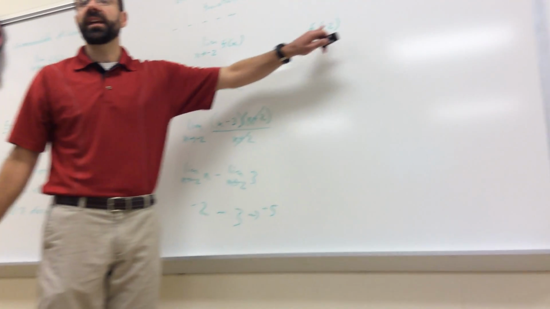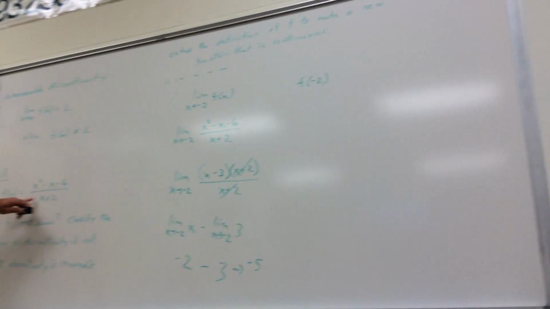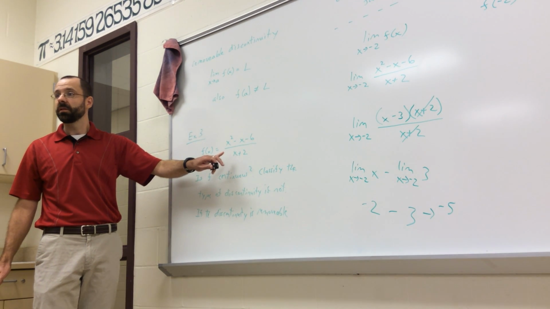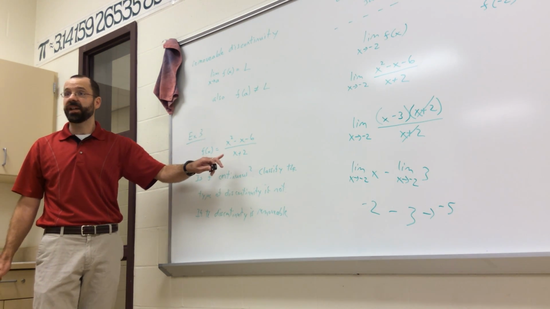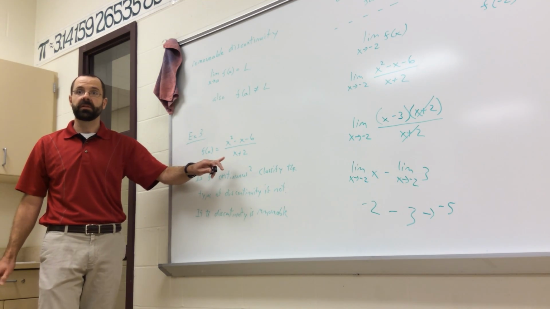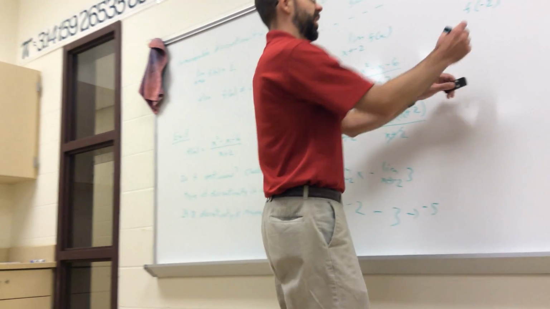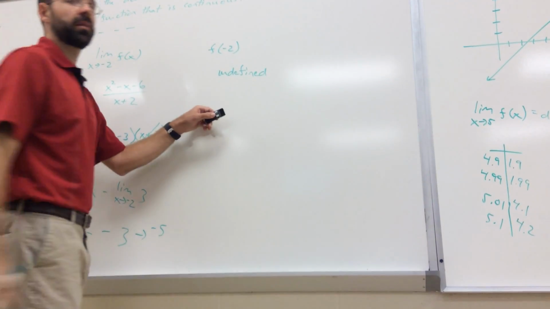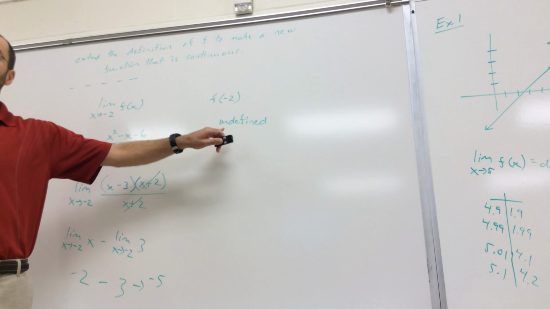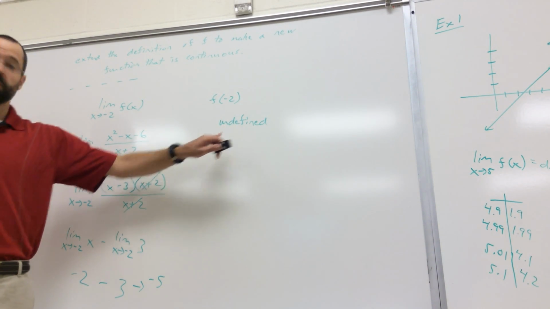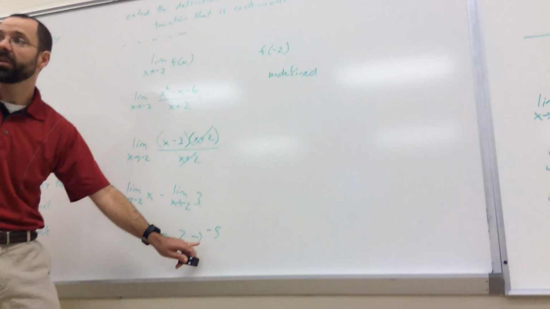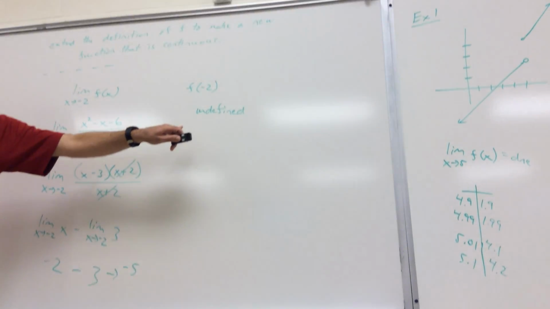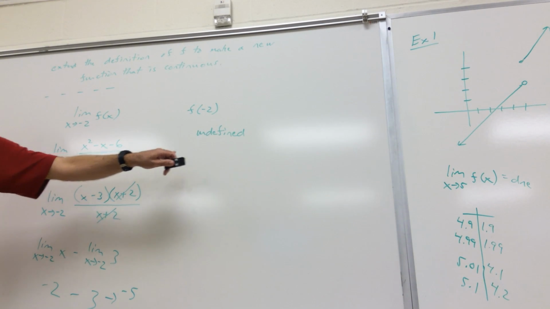Okay, how about f of negative 2? What happens if I actually plug negative 2 into this function? I get undefined, right? Because I'm not allowed to divide by 0. So f of negative 2 doesn't exist, or it's undefined. So does this limit answer equal this function value? No, it doesn't, so that confirms that it's not continuous at negative 2.